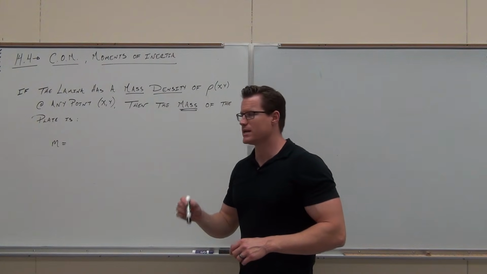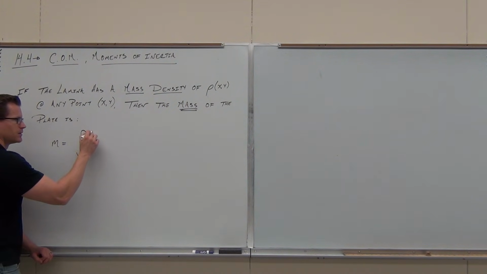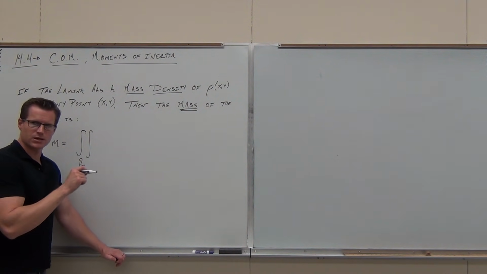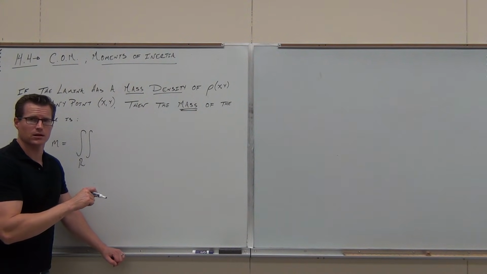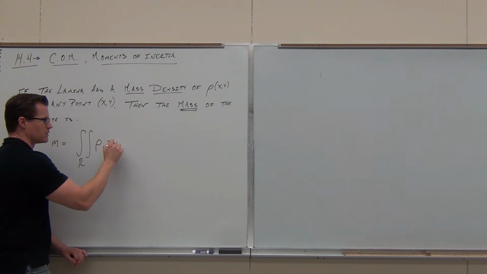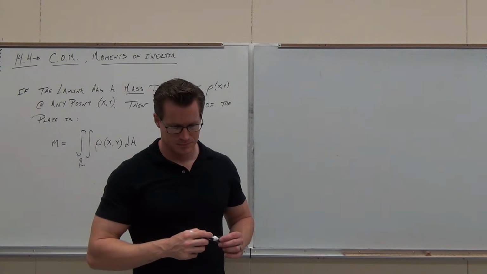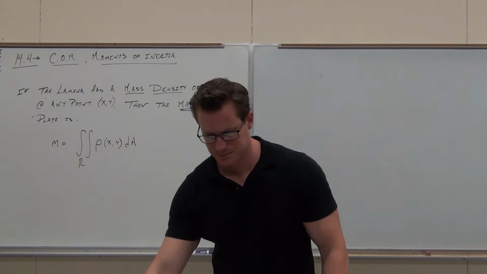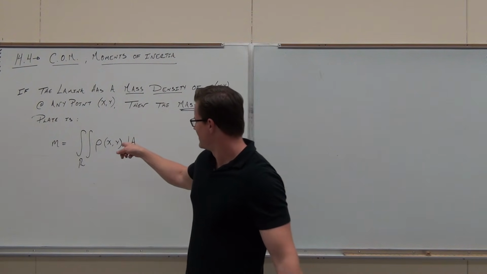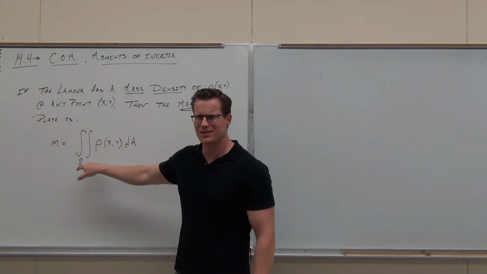Then the mass of the plate is given to us by a double integral over the region that plate occupies, rectangular or not, I don't care, of the mass density function rho dA. Wait a minute, isn't that just a volume of that function over that region?